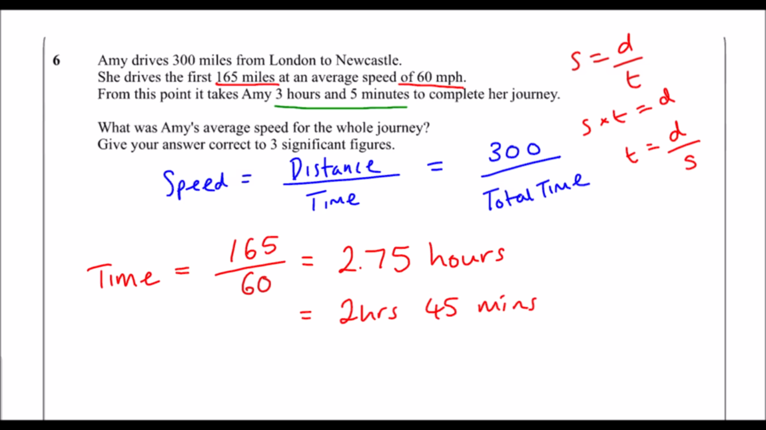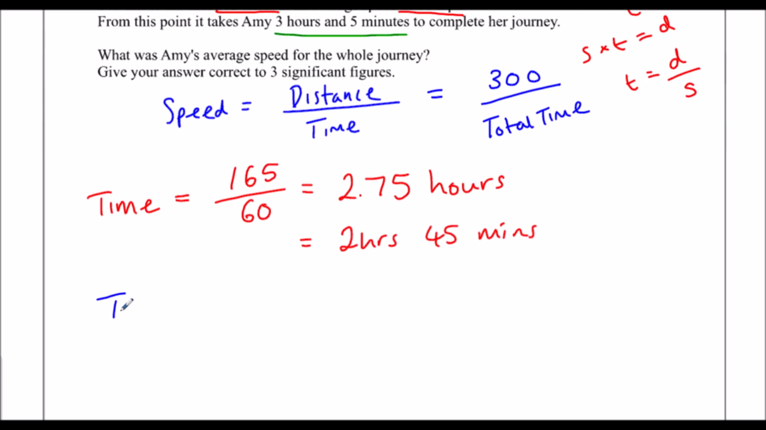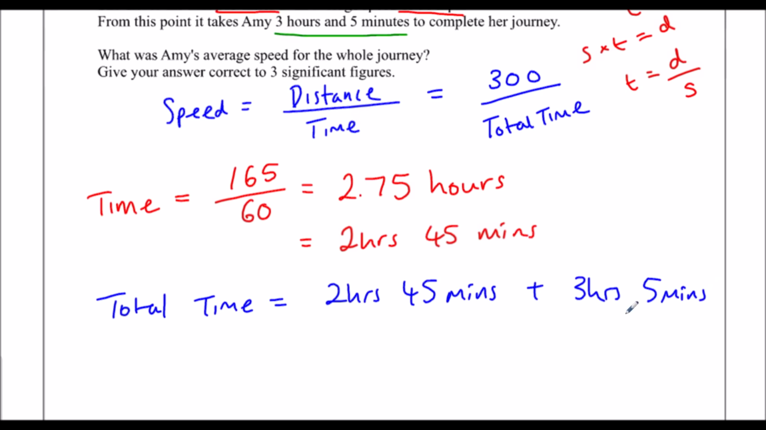So now we can work out our total time, which is going to be 2 hours 45 minutes plus 3 hours and 5 minutes. So the hours, 2 and 3 make 5. 45 and 5 make 50. So 5 hours and 50 minutes. That's our total time. Now we can either change this into hours or use the time button on our calculator.